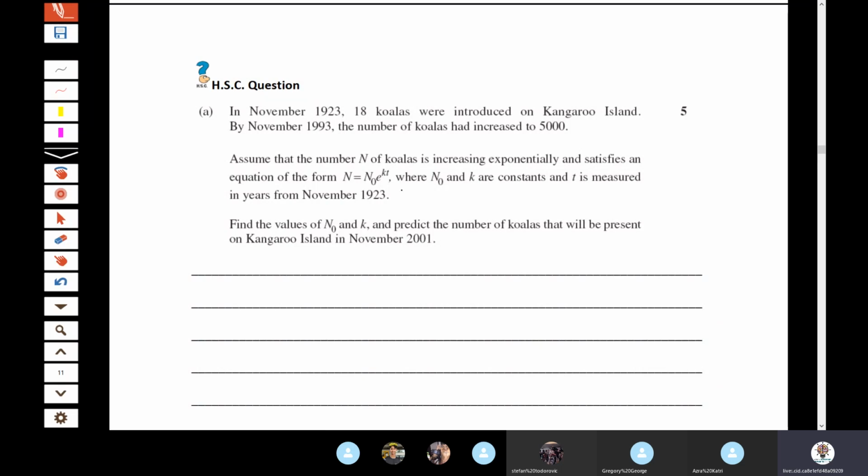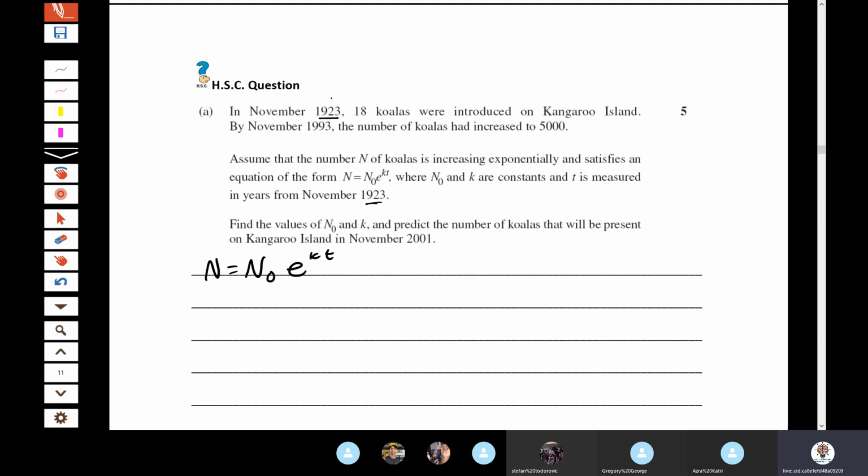So let's do this. The first thing I've got is N equals N naught e^(kt). We need to find N naught and K. It says in November 1923, 18 koalas were introduced on Kangaroo Island. By November 1993, the number of koalas had increased to 5,000. Find N naught and K and predict the number of koalas that were present in November 2001.